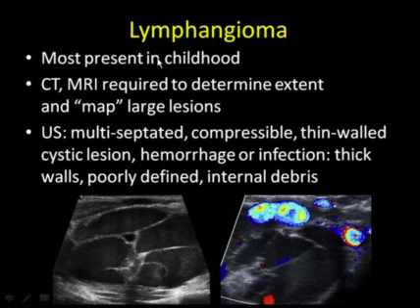I'll go on to some more common neck masses that you will typically see in the childhood population, cystic hygromas or lymphangiomas. Most of these will present in childhood. Rarely you'll see them in young adults. CT and MRI are often required to determine the full extent of these lesions and to map them out prior to surgery. They can be multiseptated with internal echoes, and they typically are thin-walled and easily compressible. You may see hemorrhage into the lesions, and if they have hemorrhage or infection, they can become thick-walled and poorly defined and have internal debris within them.